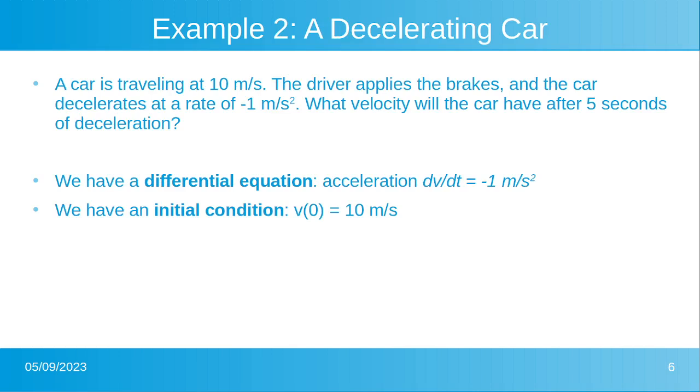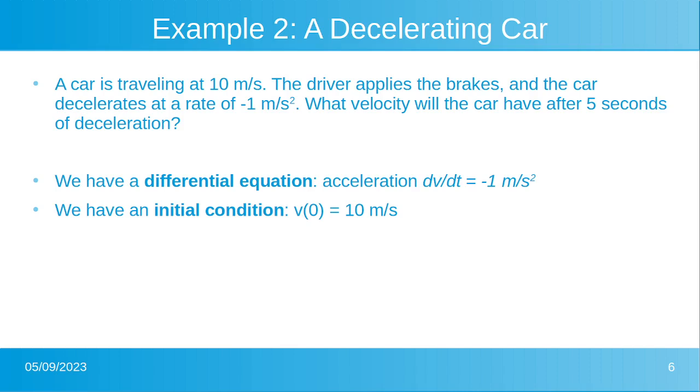What we're going to do now is see another initial value problem based on a specific real-world scenario. So here in our second example, we've got a decelerating car. A car is traveling at 10 meters per second. The driver applies the brakes and the car decelerates at a rate of -1 meters per second squared. So we want to know what velocity the car will have after 5 seconds of deceleration.